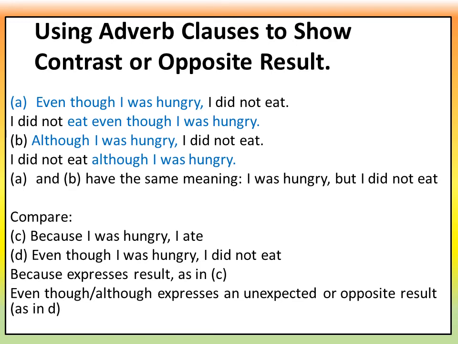Okay, now to show comparison. Because I was hungry, I ate. Even though I was hungry, I did not eat. Because expresses result, as we can see in C. Even though or although expresses an unexpected or opposite result, as we can see in example D.